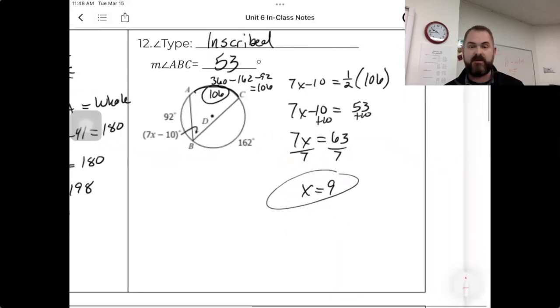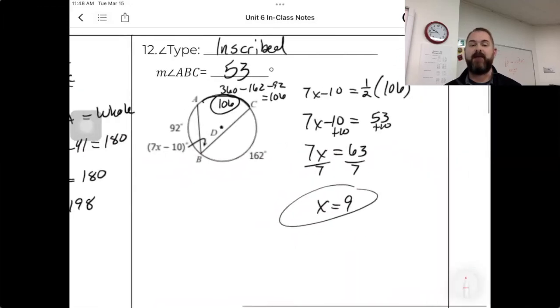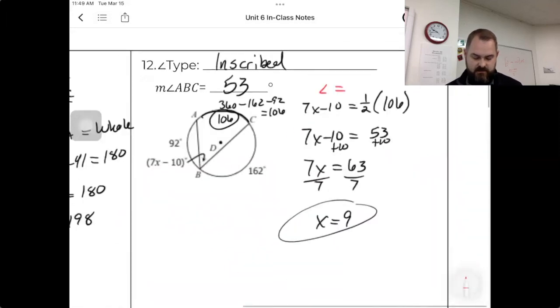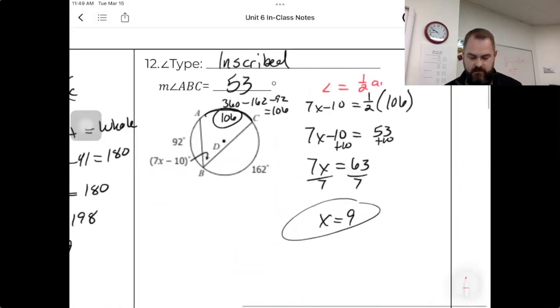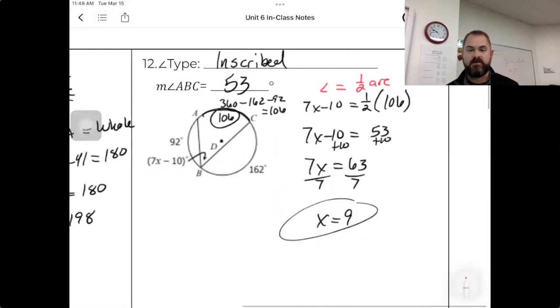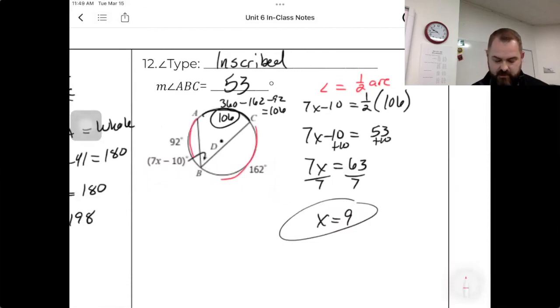And finally, number 12, that's another inscribed angle, where the angle is half of the arc. Okay, angle equals half of arc. And in order to set that up, the angle is 7x minus 10, but I need to figure out that arc by subtracting these other 2 from 360. And so that arc is 106. So I plug that in for my arc here, and I end up getting x equals 9. And when I plug back in for that angle, that was 53 degrees.